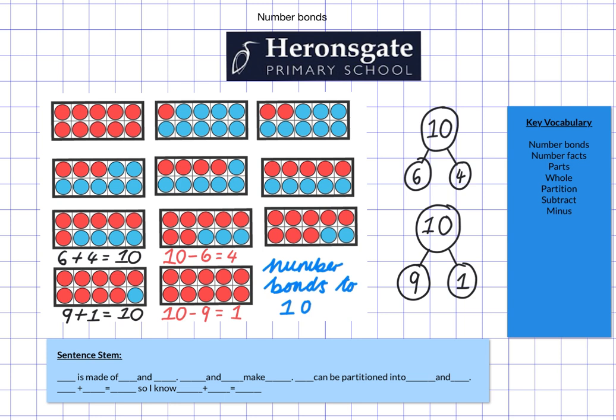And it would also be sort of the same thing. So if I know that 9 plus 1 equals 10, then I know 19 plus 1 would equal 20. And if I know that 10 minus 9 equals 1, then I would know that 20 minus 9 would equal 11.